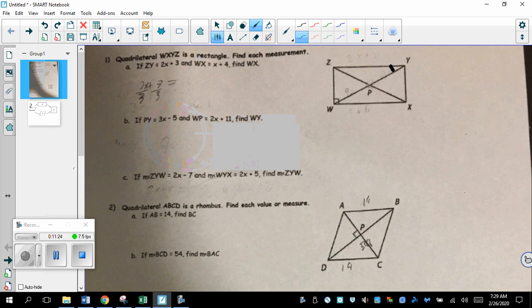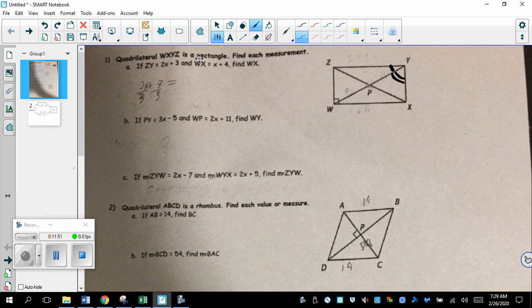Angle ZYW, that's that one right there. And measure of angle WYX. Okay? All right, so what do you know about those two angles? Well, this is a rectangle, right? First of all, those two angles are not necessarily the same size. Do you know that for sure? Nope. What we do know is that those two angles have to add up to 90 degrees, right?